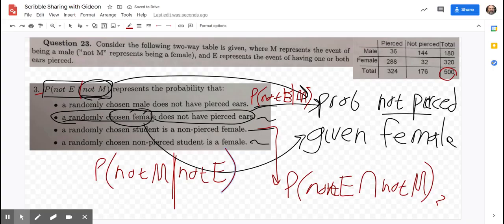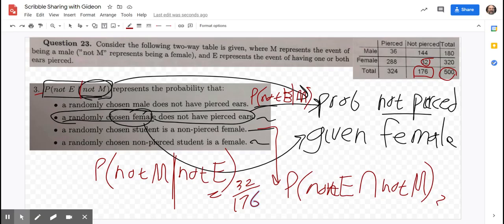Given you're not pierced, that means you're one of these 176 people. And the question is, what's the chance you're not M, right? That'd be 32 over 176, right? That's a very different question than the one we're being asked here. That's the flip question, right?